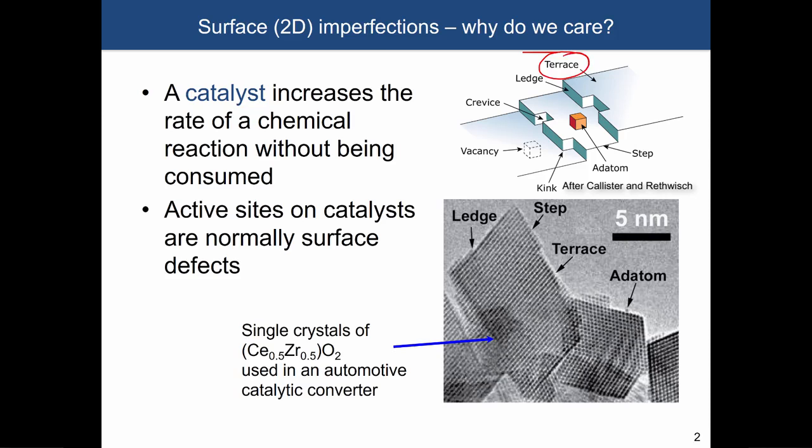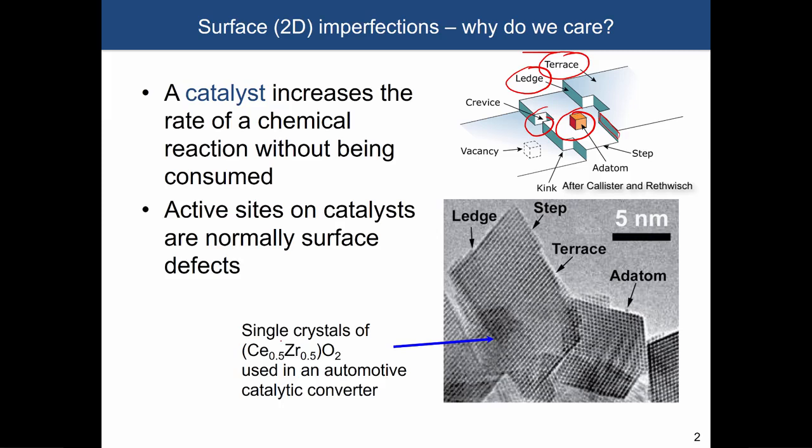For example, you can form a terrace, which is simply one atomic layer of a material that exists on the surface of the bulk of the material. Within that particular terrace, you can make different types of defects like crevices, ledges, or you can, for example, have add atoms, which are individual atoms on the surface of the material that are separated from these terraces. And this is just one example of these types of defects.